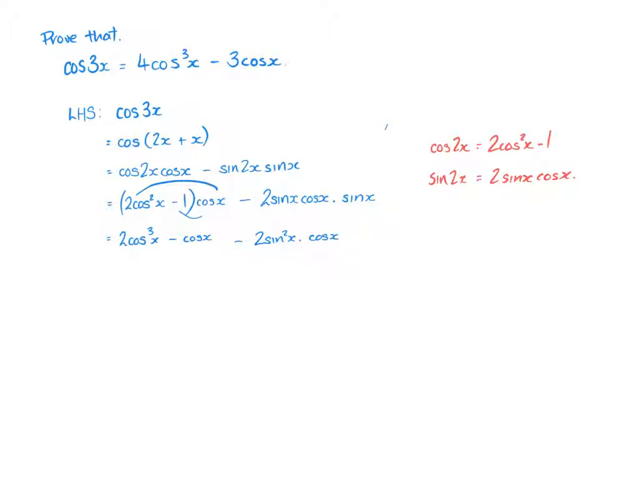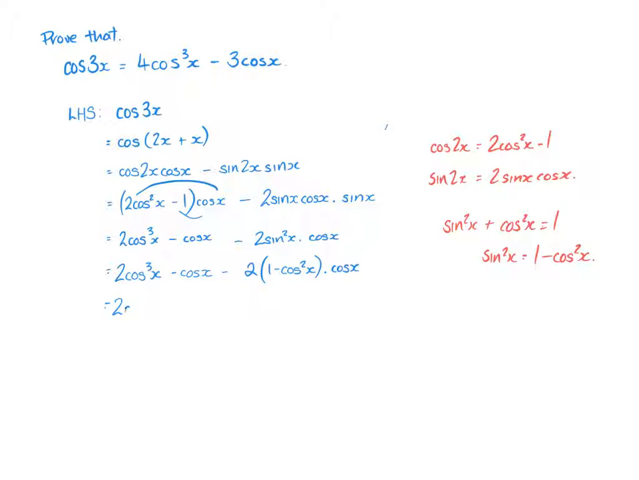Okay, so now we want to get rid of the sine squared x in here. This is using another one that we know. So we know that sine squared x plus cos squared x is equal to 1. So then sine squared x is equal to 1 take away cos squared x. So we substitute that in, we get 2 cos cubed x minus cos x, take away 2, and then in brackets we've got 1 minus cos squared x times cos x.